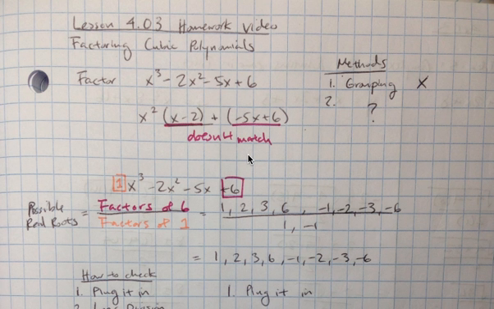In this video, I will be going over an example on factoring cubic polynomials. This is the homework video for lesson 4.03, and the problem that I'm going to do is factor this polynomial here. I'm going to be factoring x cubed minus 2x squared minus 5x plus 6.